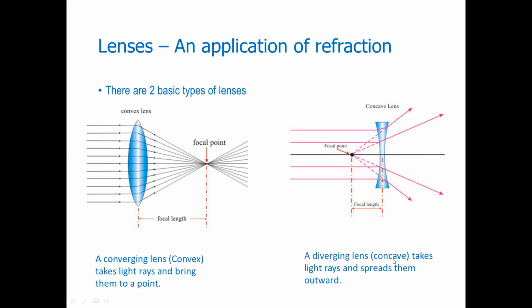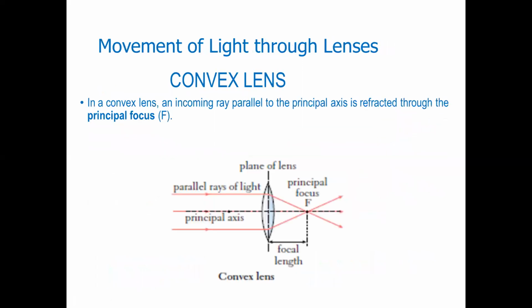So a converging lens takes light rays and brings them to a point. A diverging lens, basically a concave lens, takes light rays and spreads them outward. Movement of light through the lenses.